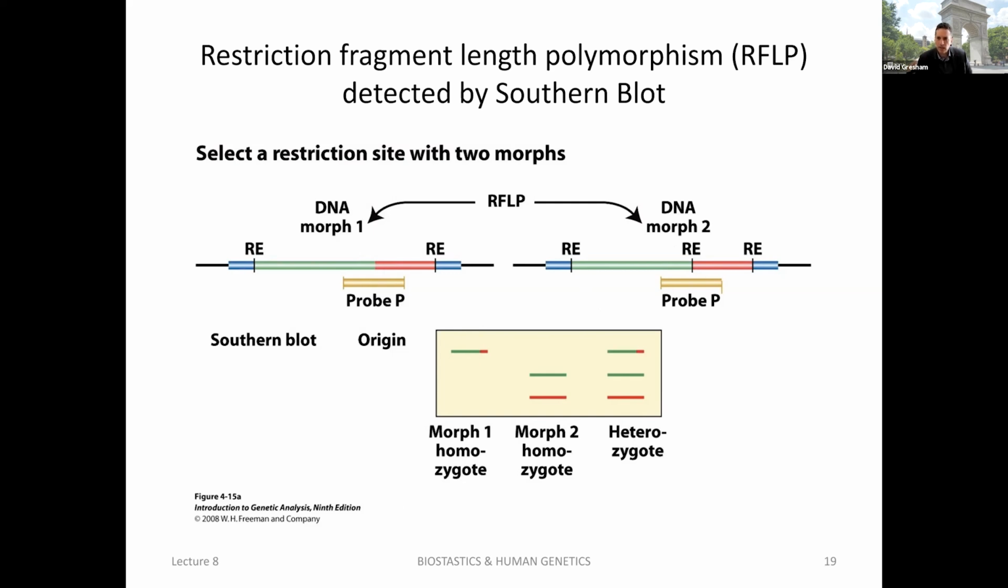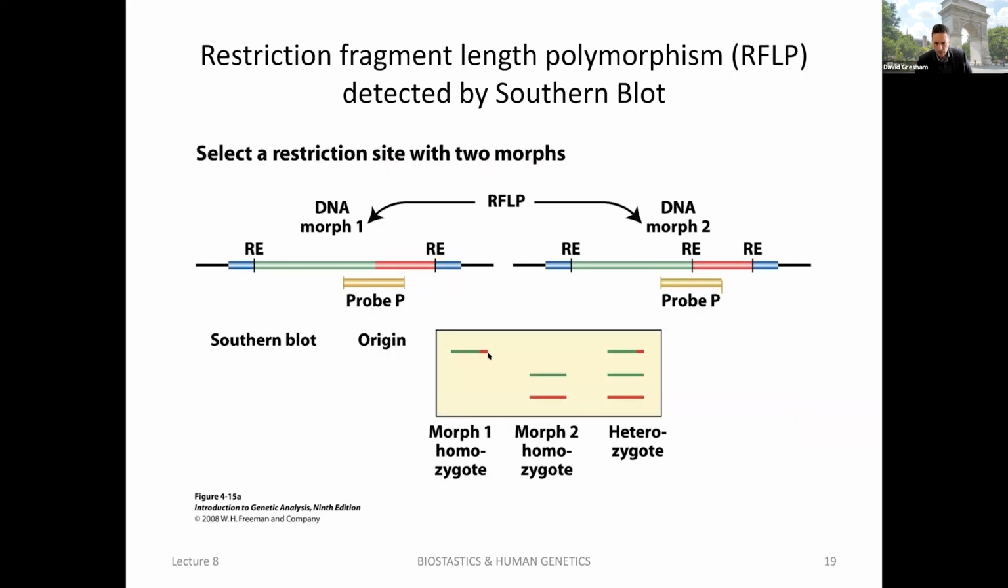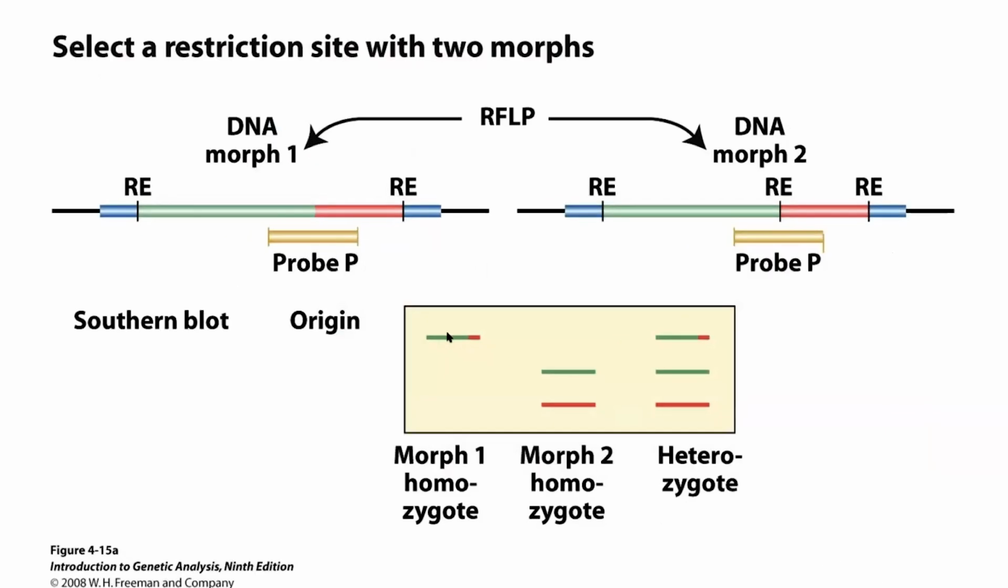And this was the method that was introduced in 1980 for being able to follow the segregation of genetic variation in a population. What this allows us to do then is to take an individual. So let's look back here at this individual. In this case, we do not get digestion at this site because there's a sequence variant that prevents the restriction enzyme from cutting the DNA at this site.